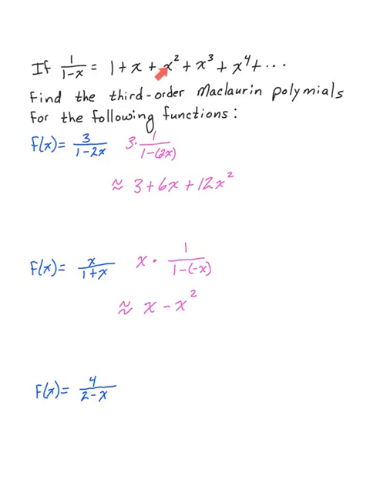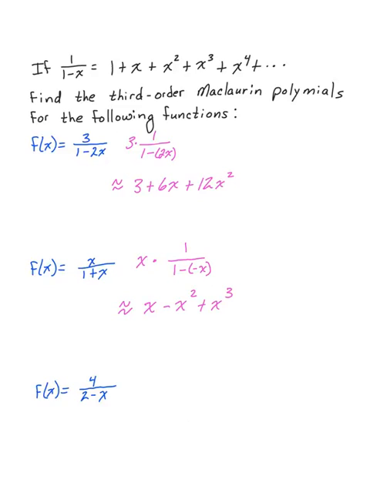Now the next term we replace with negative x, and so if you square a negative x, that will give us positive x squared, which we then multiply by this x, which will give us positive x cubed. All right, so that will be our third order Maclaurin polynomial for this particular function there.